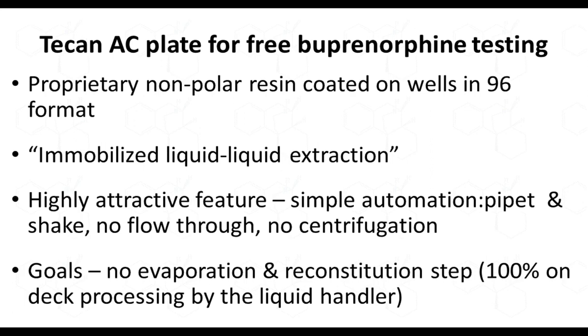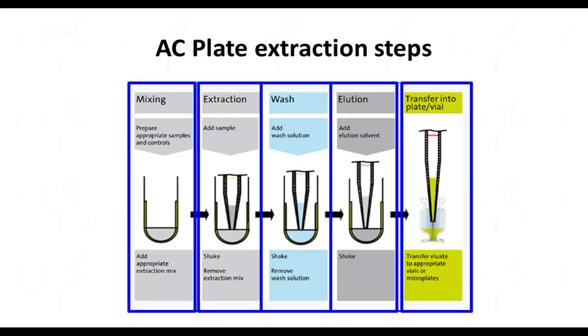But logistically, it's much easier. It's simple to automate. All you do is pipette and then put the plate on an orbital shaker, so you don't have any flow through extraction medium. There's no centrifugation. There's no manual separation of a liquid-liquid layer. Although you can, after you elute from the resin into the wells of the plate, evaporate that and reconstitute it. Our goal was to have no evaporation and reconstitution step so that we could have 100% of the sample preparation being done on the deck, processed by the liquid handler.